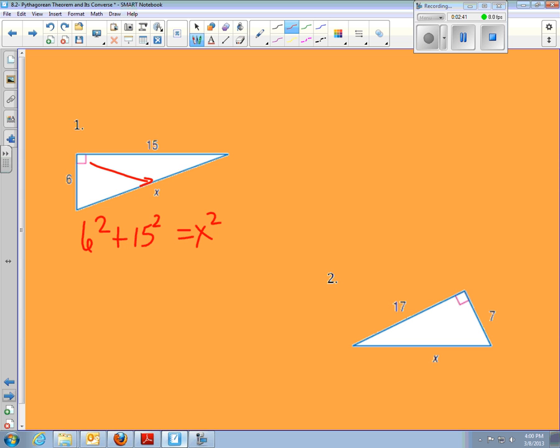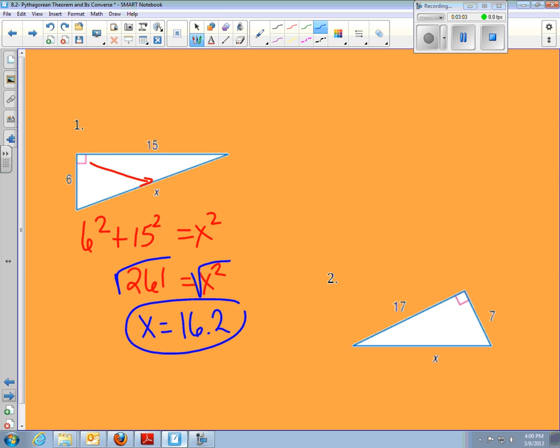All right, add those two up together. And what you get for your total ends up being equal to x squared, which is our 261. Now, we want x by itself, not x squared. So think about the opposite of squaring something. Yeah, it's square rooting it. The square root of 261, we're going to just round that to 1 decimal place and get 16.2.